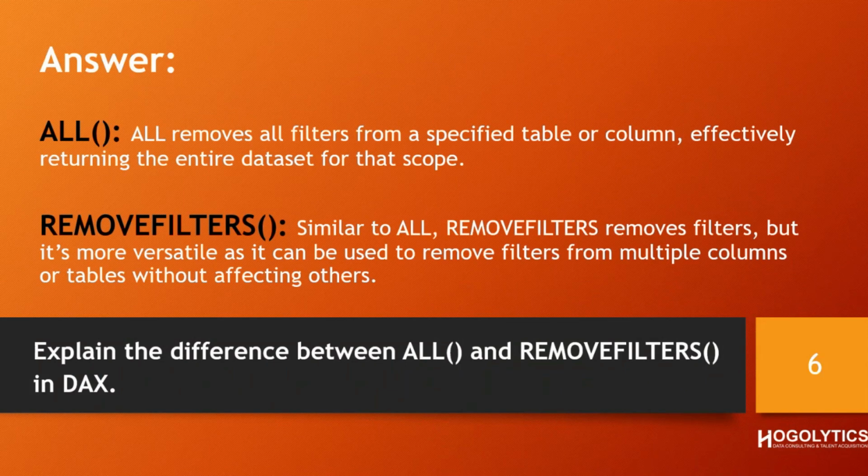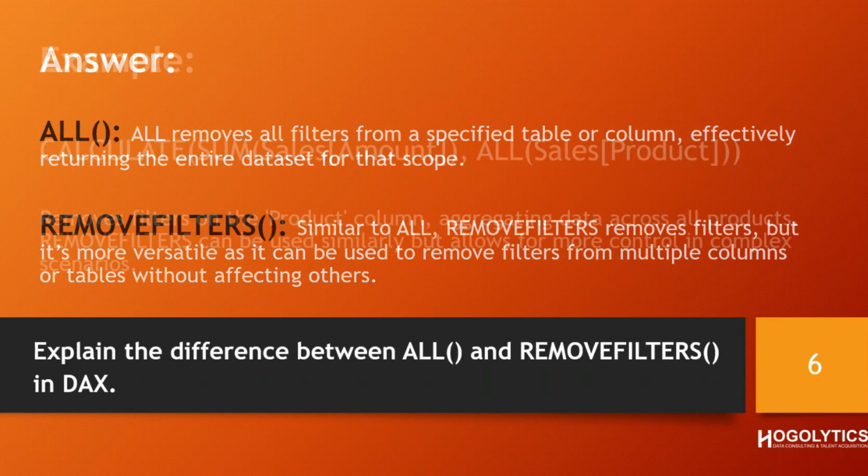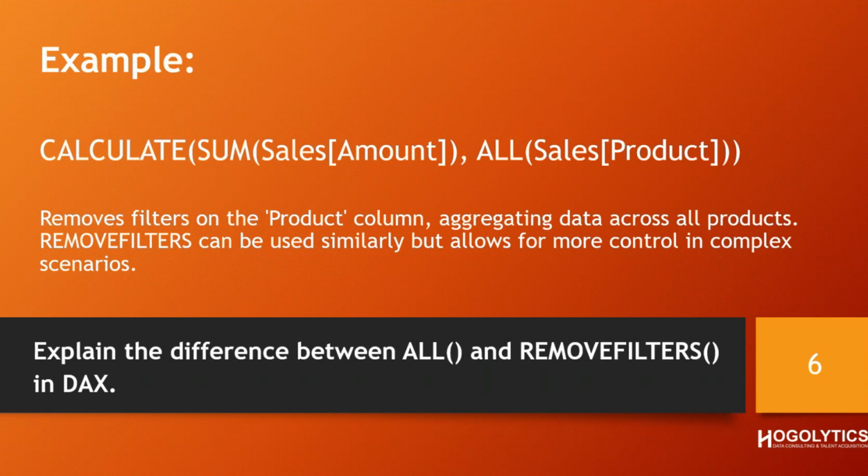The ALL function removes all filters from a specified table or column, effectively returning the entire dataset for that scope. On the other hand, REMOVEFILTERS is very similar to ALL. Indeed, REMOVEFILTERS removes filters, but it's more versatile as it can be used to remove filters from multiple columns or tables without affecting others. For example, here, this expression removes filters on the product column, aggregating data across all products. REMOVEFILTERS can be used similarly, but allows for more control in complex scenarios.